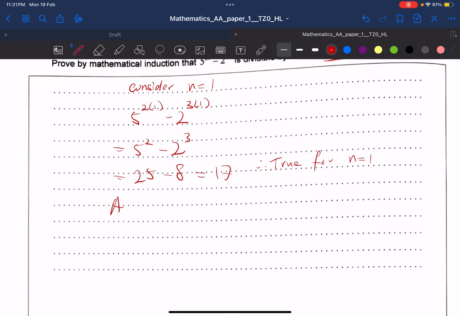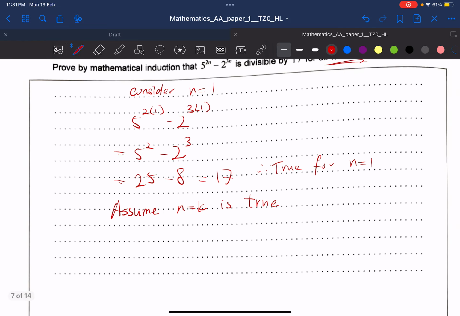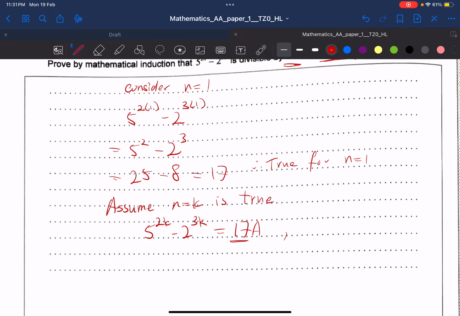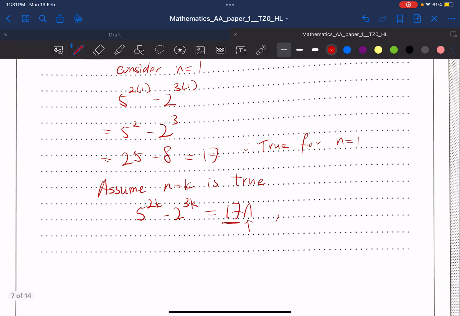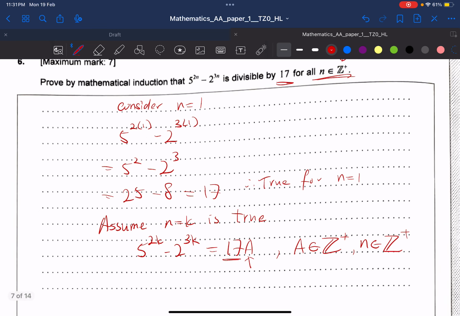Okay. And then next step, always assume n equals k is true. So really depends on how you learn it. Some of them may learn P(k) and P(k plus 1), doesn't matter. And then for divisibility, we'll always make it equal to the thing that we want to divide by times a number. So this is the definition of divisibility. It's your divisor multiplied by a constant integer. So we need to write down the definition of A. A would be a positive integer, and n is also a positive integer. Since we declare a new variable, remember to write this down.